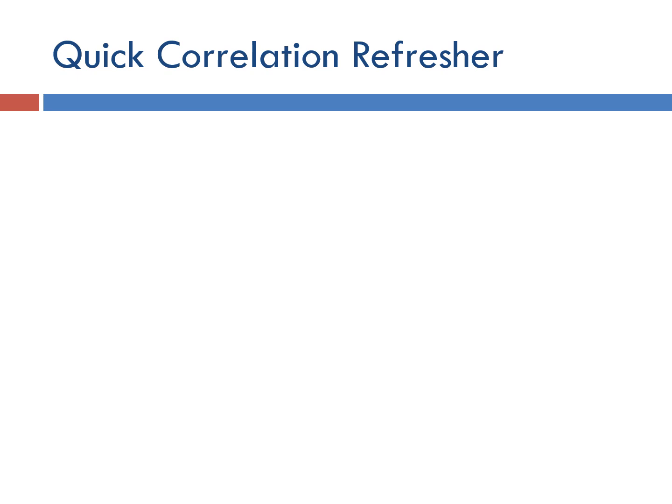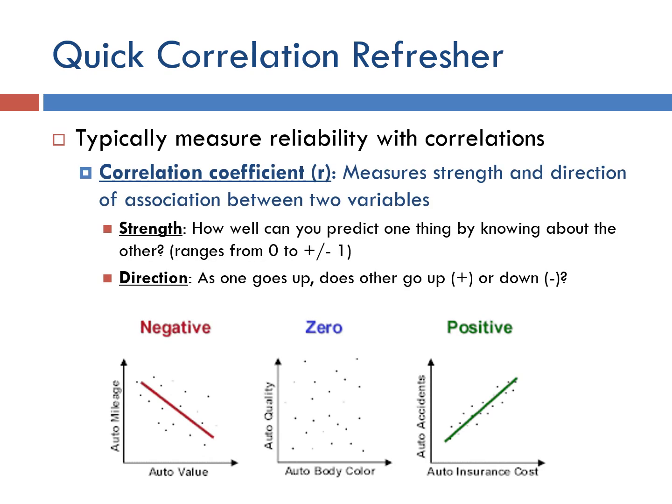Now, before I go a little bit further, we're going to have another little math break here. This is our quick correlation refresher. So remembering from statistics, what is a correlation? Correlation is a measure between 2 variables trying to figure out what is the strength and direction of the association between them. How are they related? And we use these correlations as a way of measuring reliability.